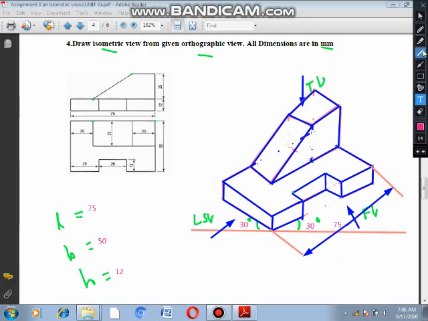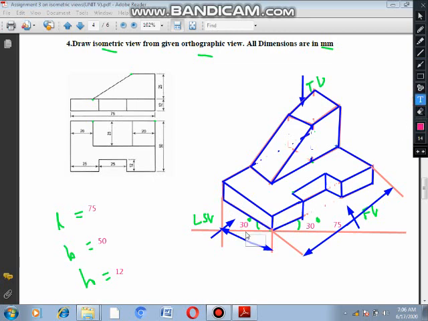Okay, and breadth equal to how much? This is the breadth. Here I am showing the breadth. How much is it equal to? Breadth equal to 50. So this one is 50. Okay, extend this line, and this arrow should be parallel to the breadth line. Okay, this line should be parallel to this breadth line.